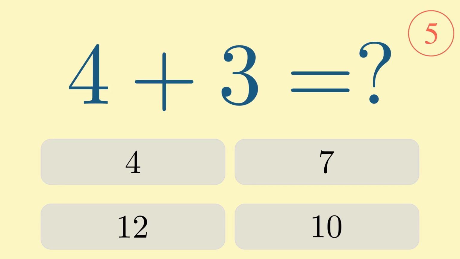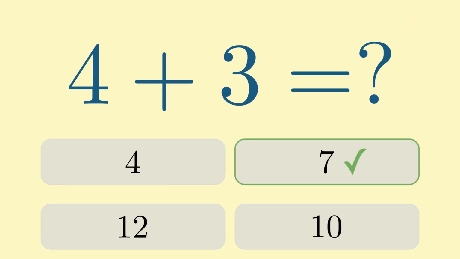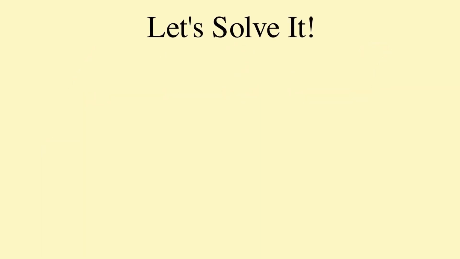5, 4, 3, 2, 1. Time's up. The correct answer is 7. Now, let's see how we got this answer. When adding 4 and 3, we align them in column format. 4 plus 3 equals 7.